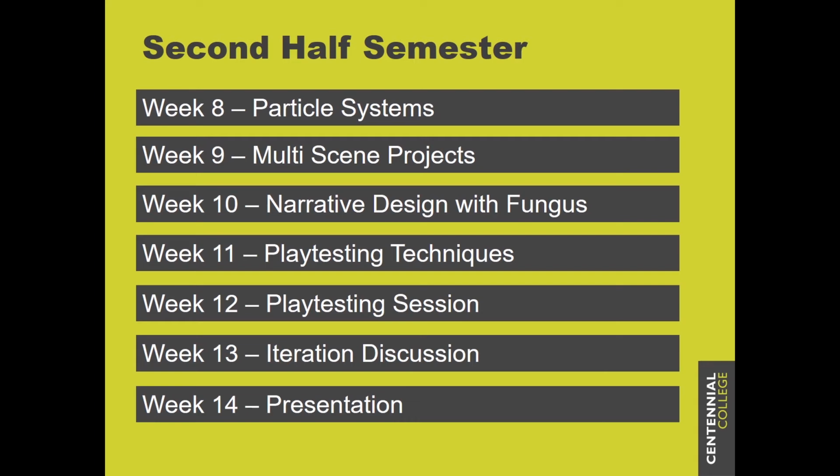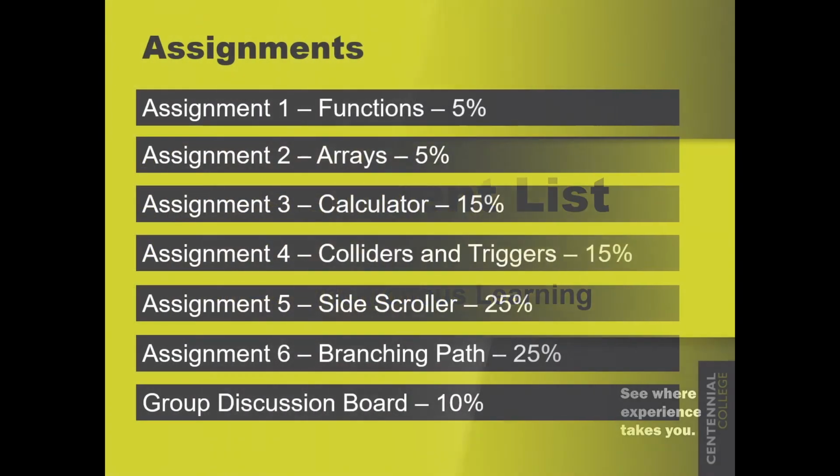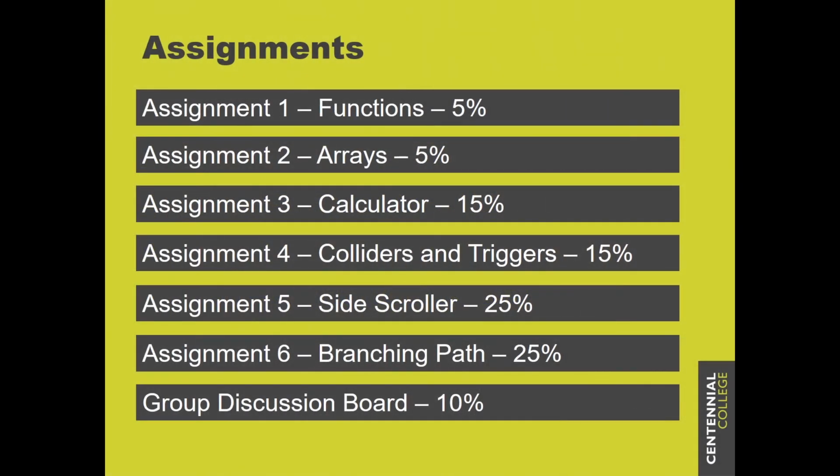Week 12 is going to be an actual playtesting session of one of your games. Week 13 is going to be an iterative discussion. So how do you have to change your game based on what you've done within the playtesting sessions? And week 14 is going to be the final presentation of your large group game. So let's take a look at your assignment list. And this is how you're going to be evaluated in this particular course. We've got ourselves several different assignments here. Assignment 1 is going to be related to the idea of functions.